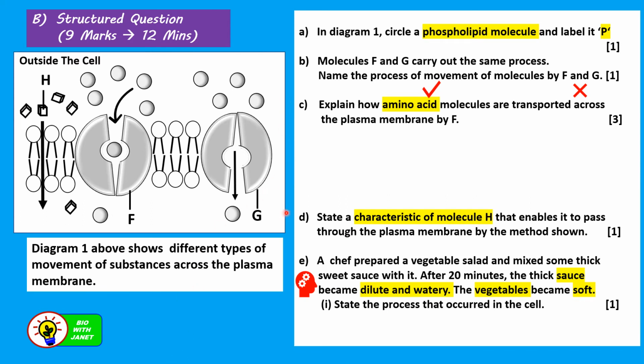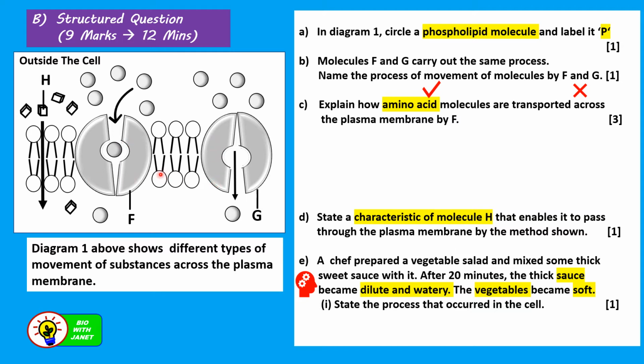Right, let's look at the answers. Diagram 1 above shows different types of movement of substances across the plasma membrane. Now here we can see two types of movement of substances. The first one involves molecule H that moves through the phospholipid bilayer. And the second one involves molecules F and G, which carry out the same process as stated here, a type of movement of substances across the plasma membrane.